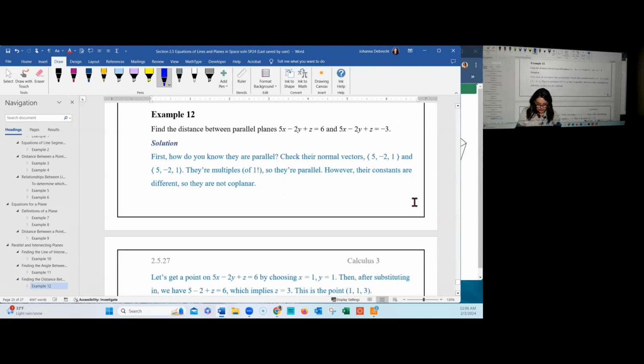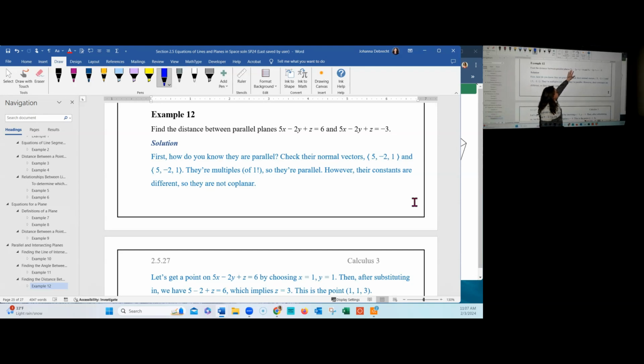So let's find an example to work. So we have example 12. We want to find the distance between two parallel planes, right? Now, obviously, if the planes aren't parallel, then the distance between them is changing. So it wouldn't make sense to do that. So we're talking about the distance between two parallel planes. Now, how do we know they're parallel?